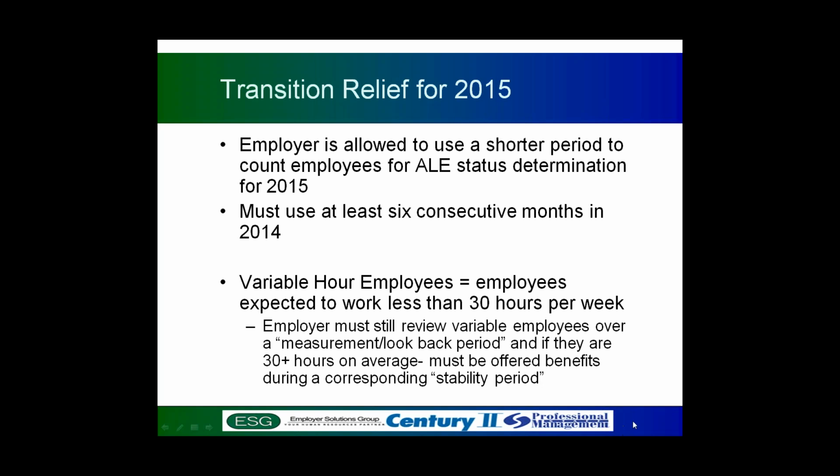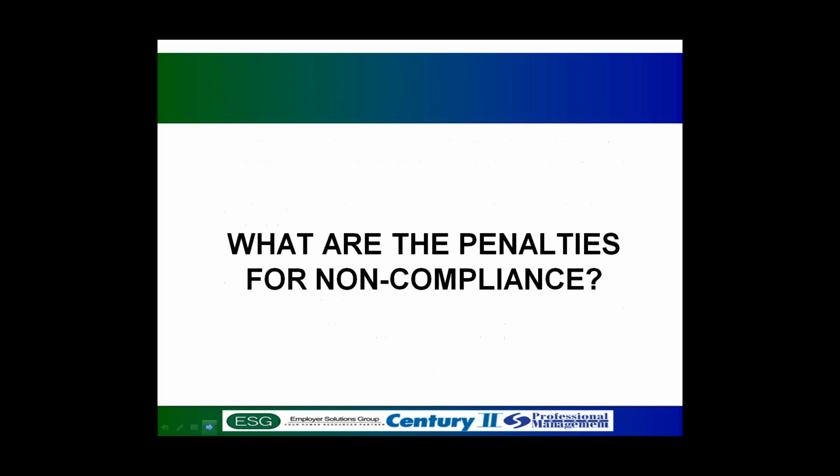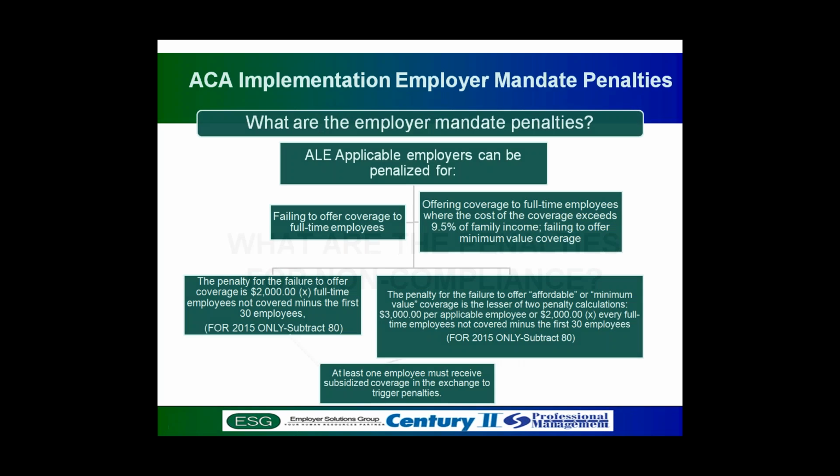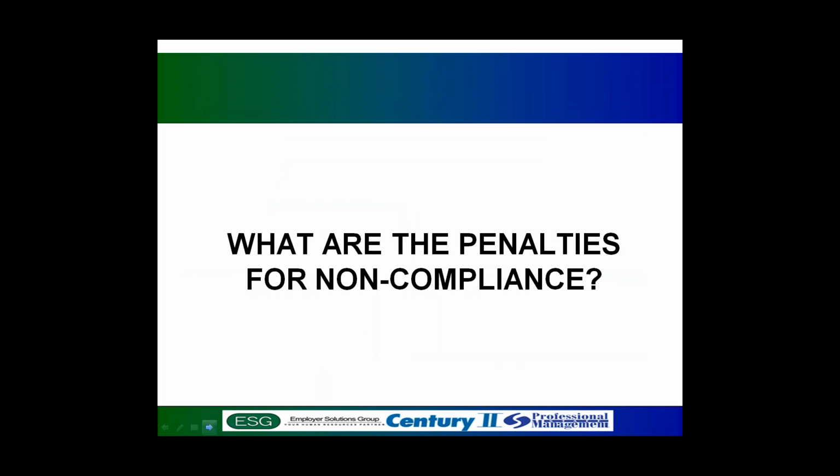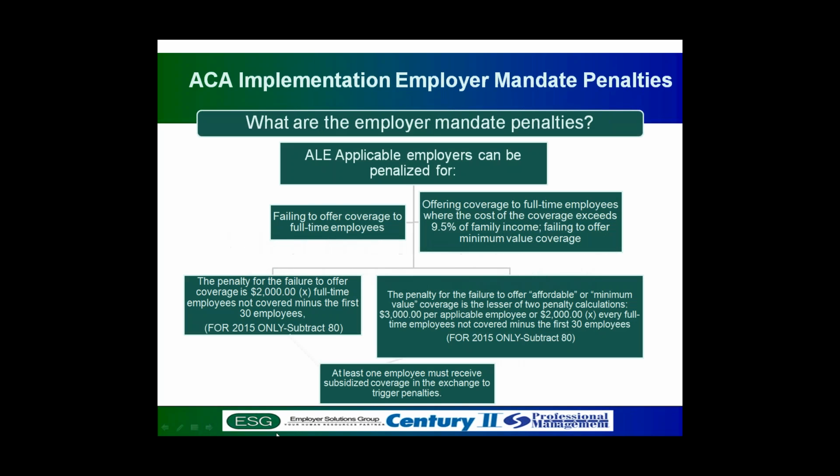Thanks, Mary Beth. So we want to continue talking about ACA and specifically look at the penalties for the applicable large employer for noncompliance. In particular, there are really 2 ways penalties can be triggered. If you look at the sheet, you can see that an applicable large employer can trigger a penalty if they don't offer benefits at all.